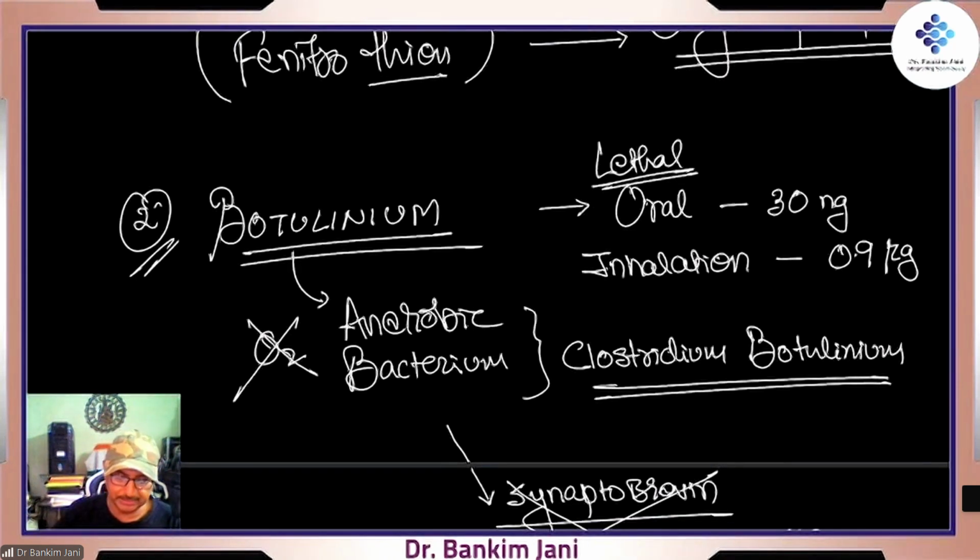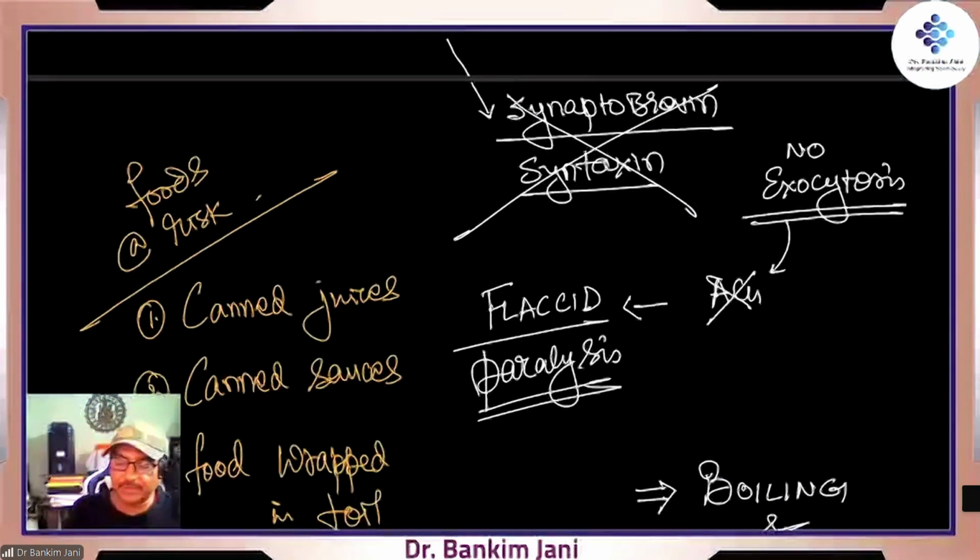Then finally, botulinum. This is released by anaerobic bacteria. Anaerobic means those that proliferate without the presence of oxygen. So they proliferate when there is no oxygen. Lethal dose, oral just 30 nanogram, inhalation just 0.9 microgram, intravenous 0.08 microgram. It is that less, right? There is no smell, no taste, nothing. It is produced by Clostridium botulinum, and it breaks synaptobrevin and syntaxin, so there is no possibility of any exocytosis. Acetylcholine is not released, leading to flaccid paralysis.